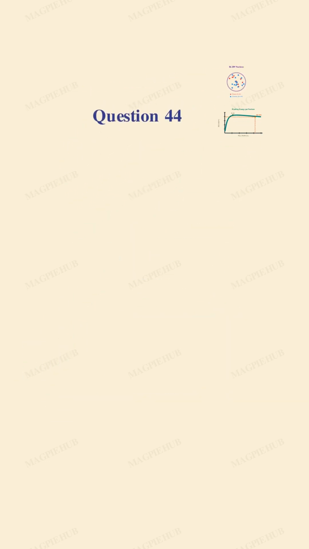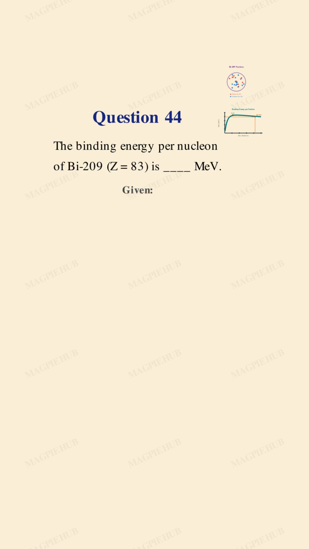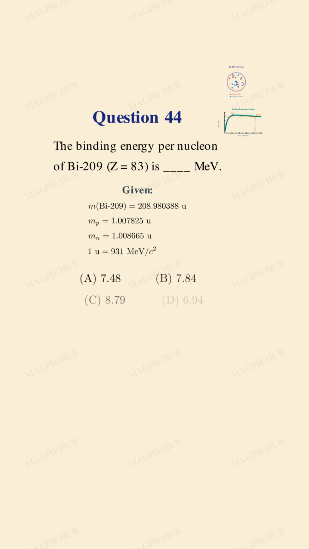The question states, the binding energy per nucleon of bismuth 209 with Z equals 83 is blank MeV. We are given, mass of bismuth 209 is 208.980388 atomic mass units, proton mass is 1.00782 U, neutron mass is 1.0086665 U, and 1 atomic mass unit equals 931 MeV per c squared. The options are A, 7.48, B, 7.84, C, 8.79, and D, 6.94.